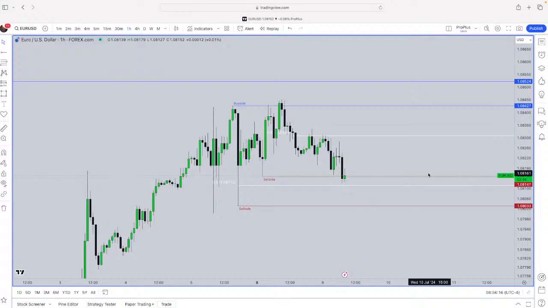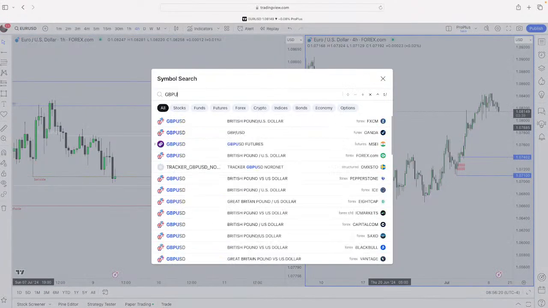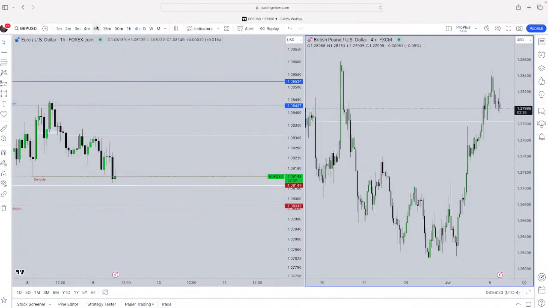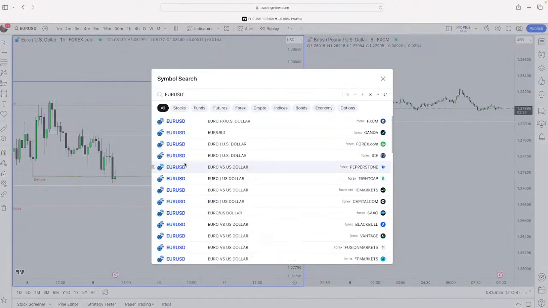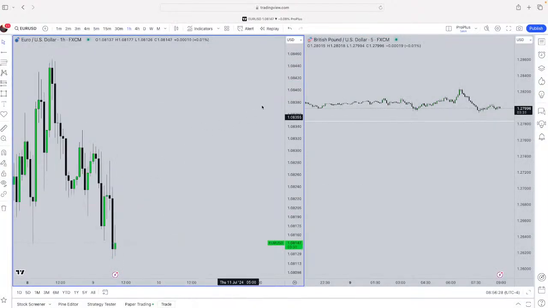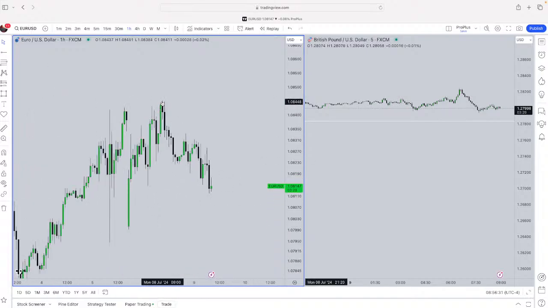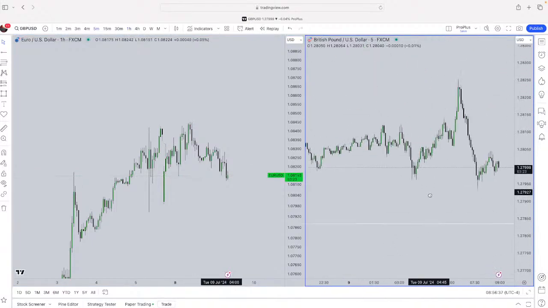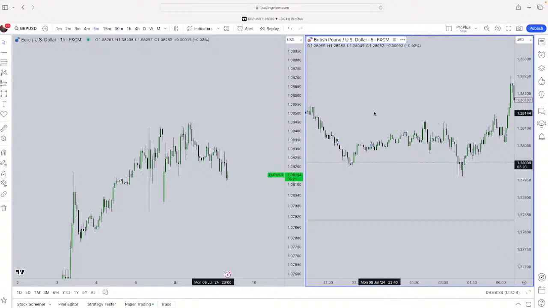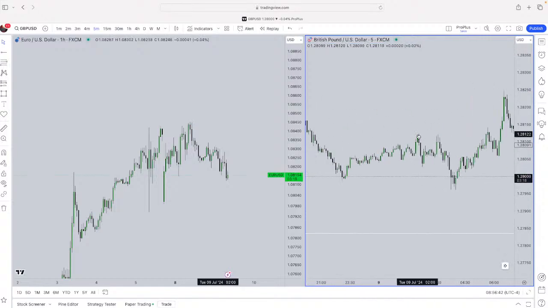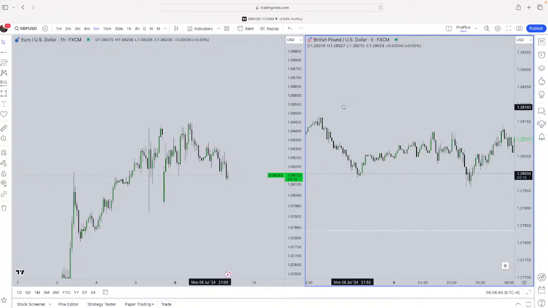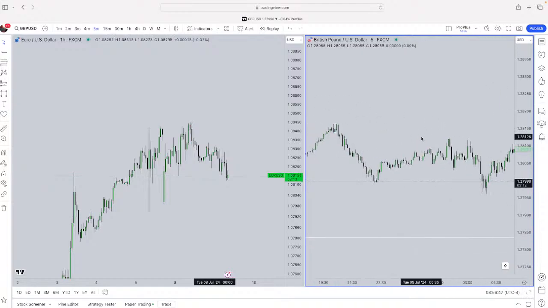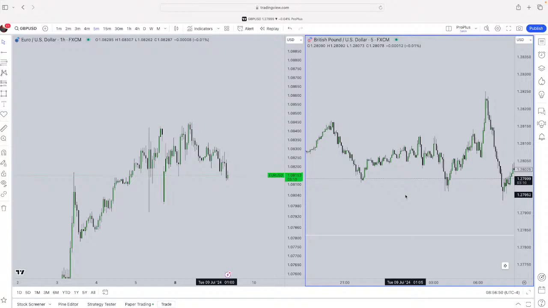S&T on GU took Asia session high. Let's have a look. Let's go GU. The 5, just get a blank chart. So Asia session's around here. There. No. You didn't take Asia session high.